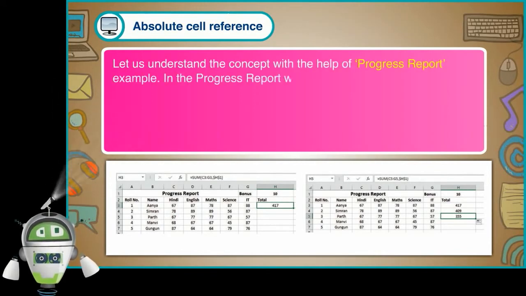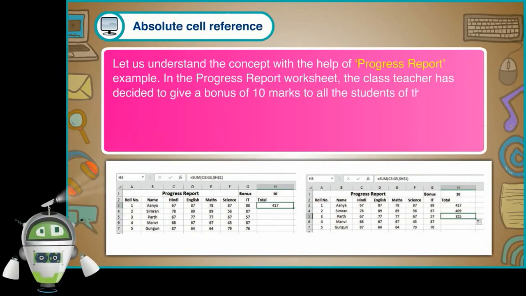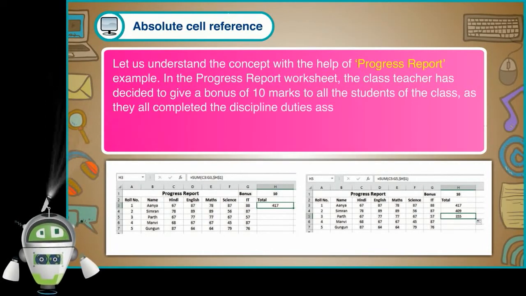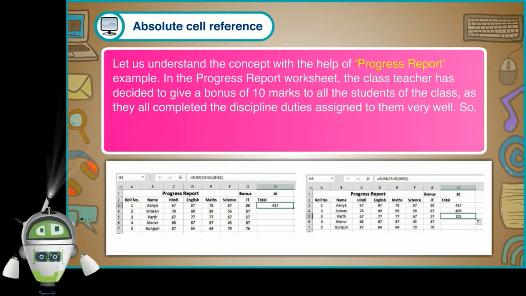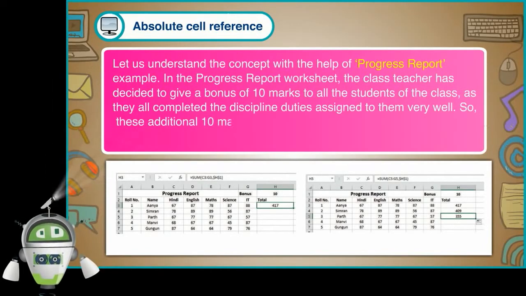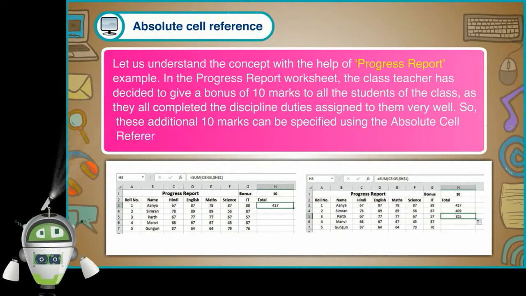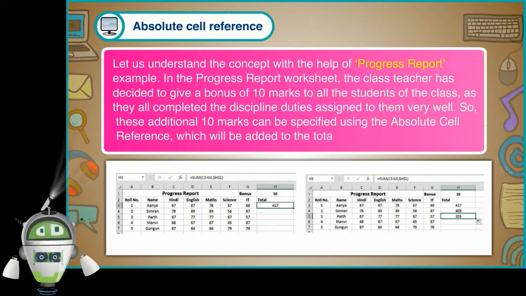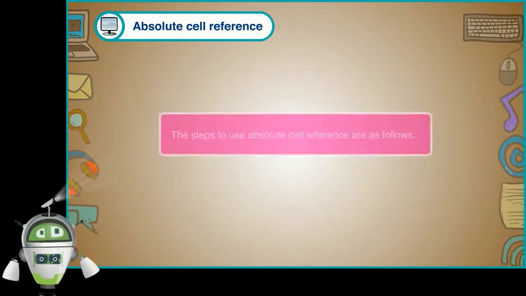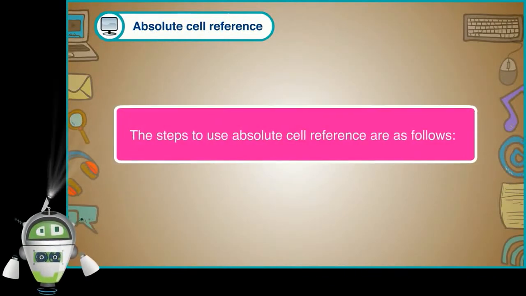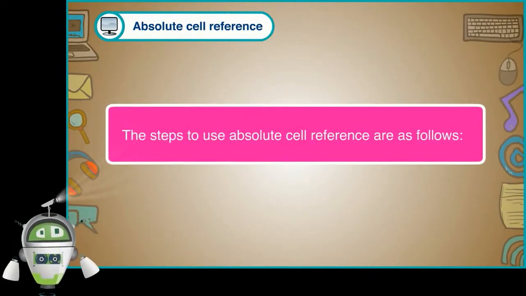In the Progress Report worksheet, the class teacher has decided to give a bonus of 10 marks to all the students of the class, as they all completed the discipline duties assigned to them very well. So, these additional 10 marks can be specified using the absolute cell reference, which will be added to the total marks of each child. The steps to use absolute cell reference are as follows.